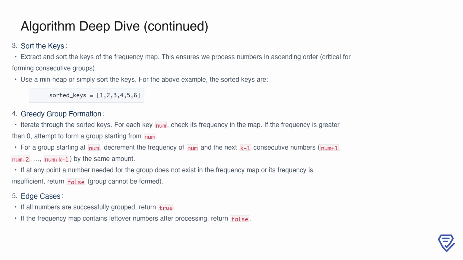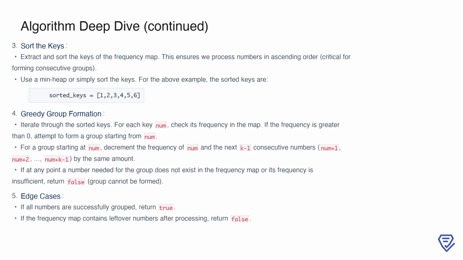With the keys sorted, we move on to the core of the algorithm, greedy group formation. For each number in the sorted keys, we check its frequency. If the frequency is greater than 0, we attempt to form a group starting from that number. For a group starting at number, we decrement the frequency of number and the next k-1 consecutive numbers, such as number plus 1, number plus 2, and so on, by the same amount.